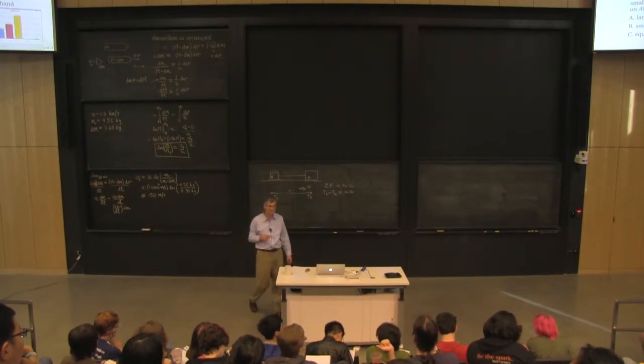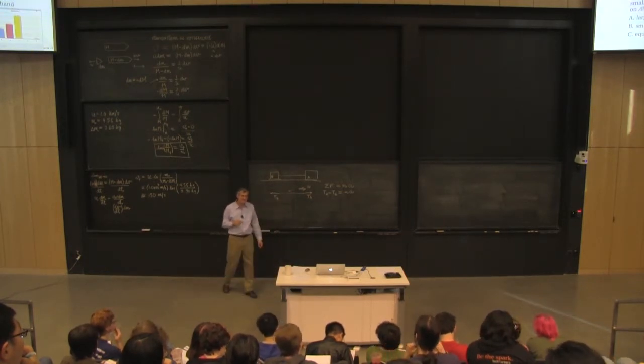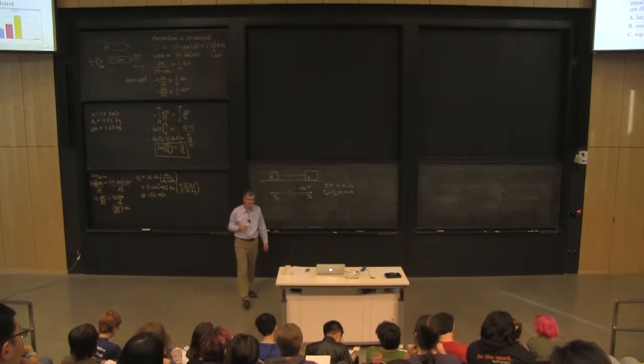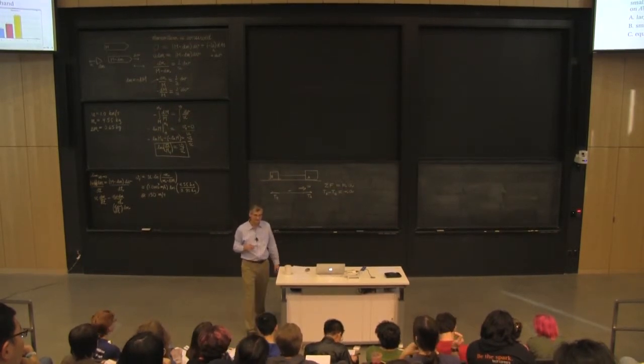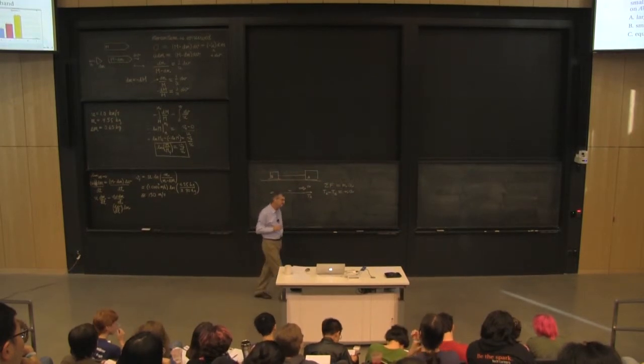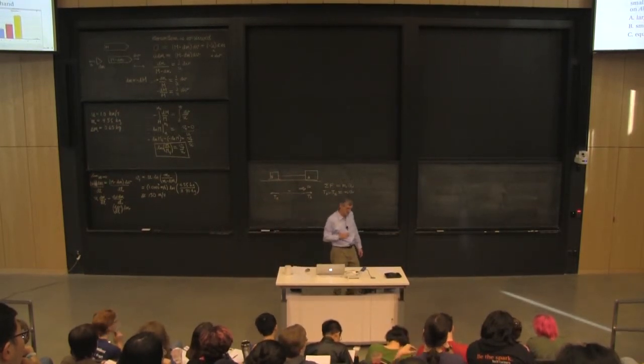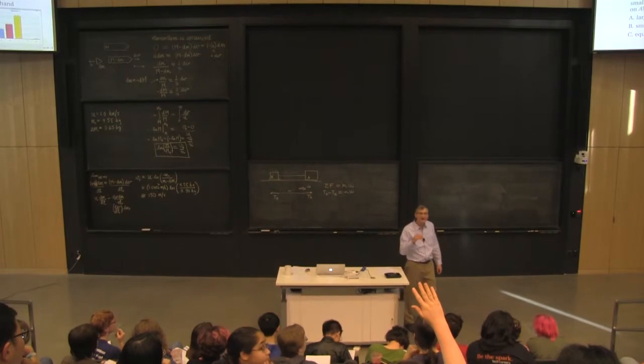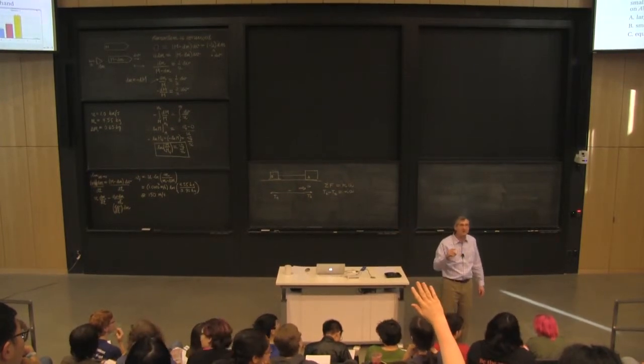Yes. If the hand exerts the same amount of force, the whole thing is going to be stationary. If the force from B on A is going to the left, and the force from the hand is going to the right, if they're equal, then they won't move. Okay.